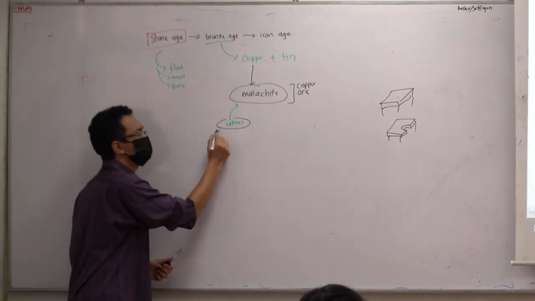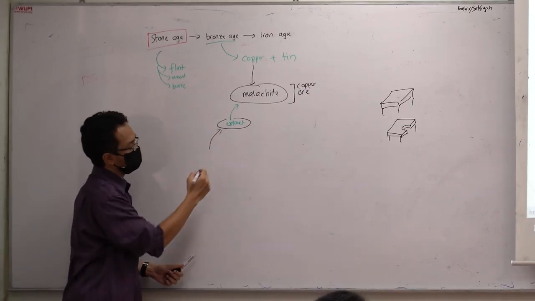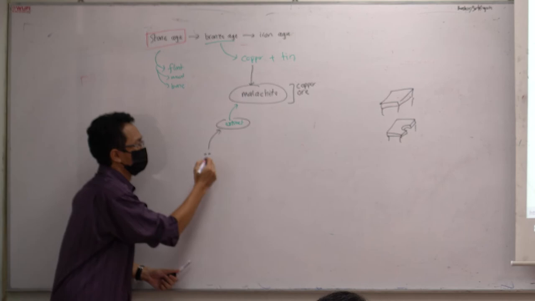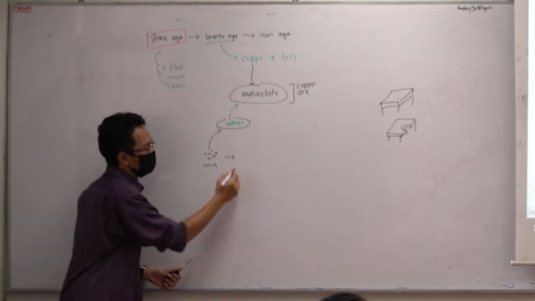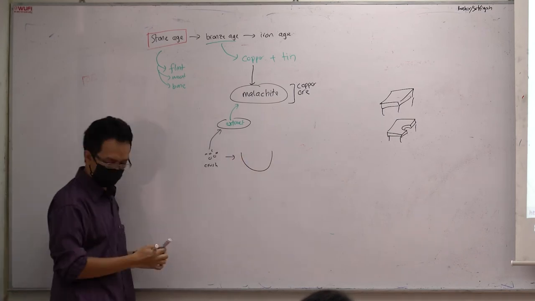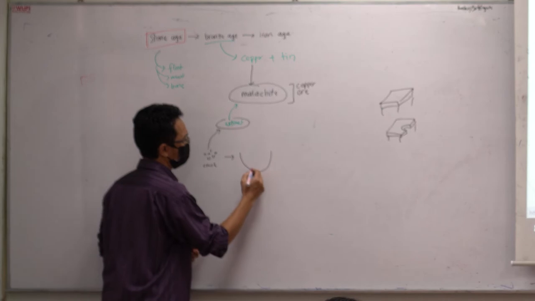How do they do the extraction? Basically they just burn it. They take the rock and make it small. They crush it, and then they put it in a pit, and let's say this.